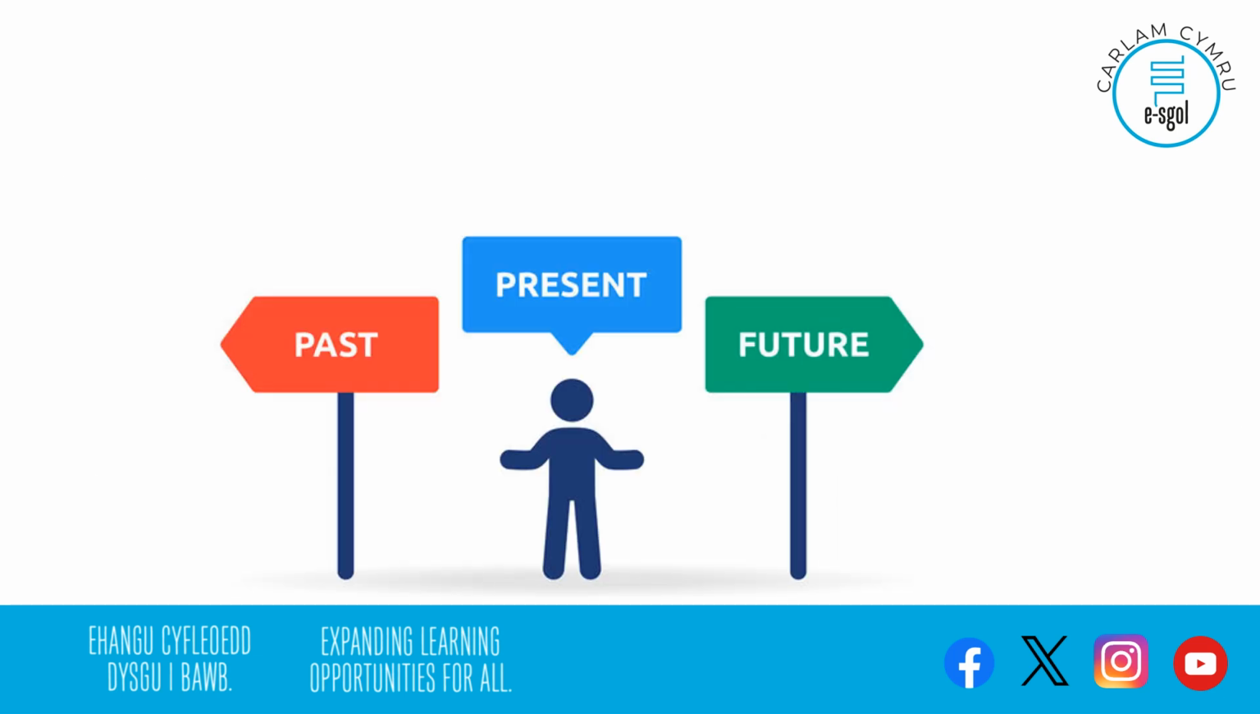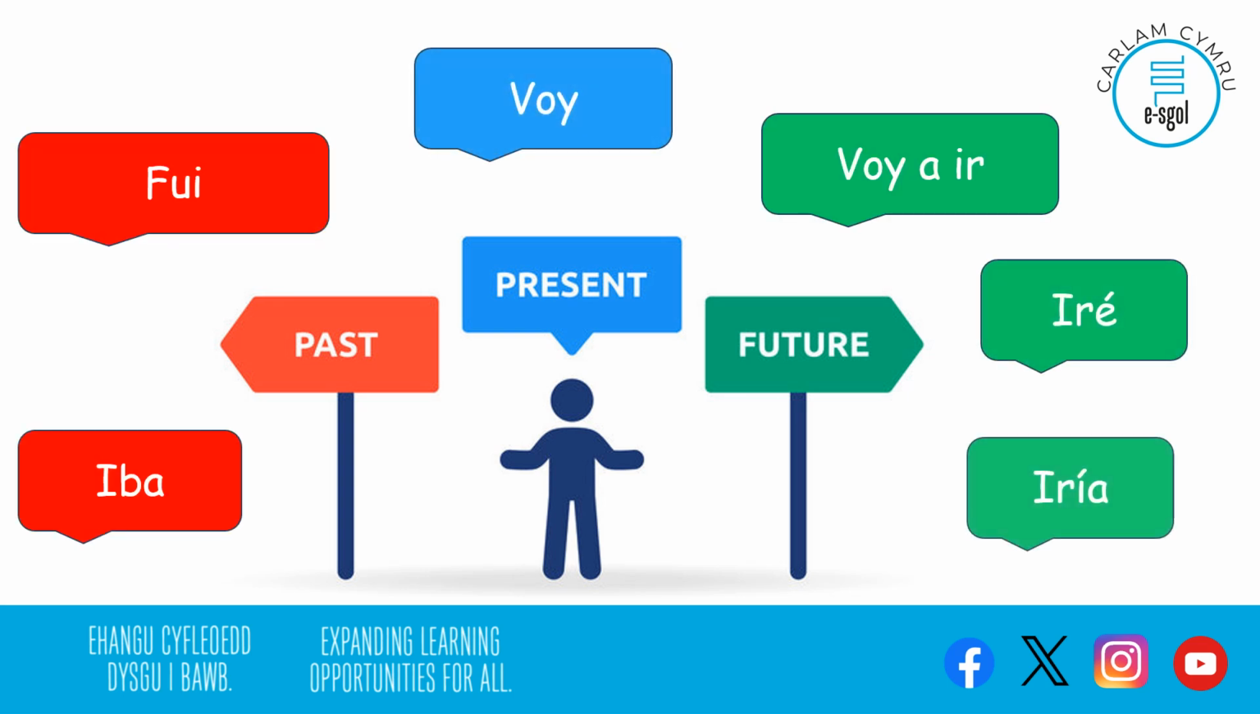So don't forget that you need to use the present, the past and the future tenses in your work. Por ejemplo, en el presente, voy al cine esta noche. I'm going to the cinema tonight. In the past, fui. Fui a Barcelona el año pasado. I went to Barcelona last year. And then in the future, el futuro, voy a ir al cine o iré, I will go. Por ejemplo, iré a los Estados Unidos. I'll go to the USA sometime in the future.